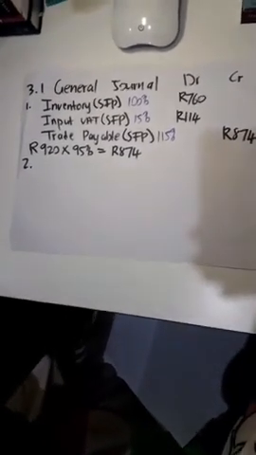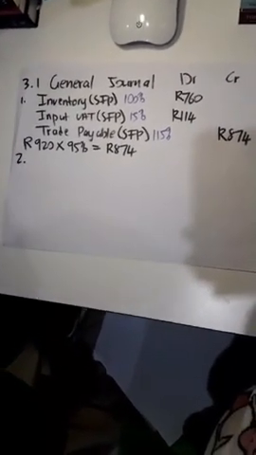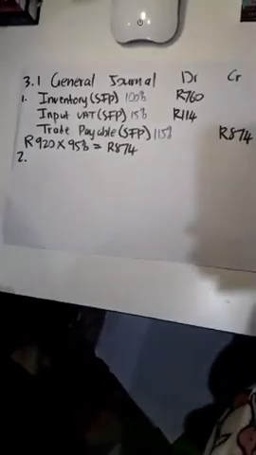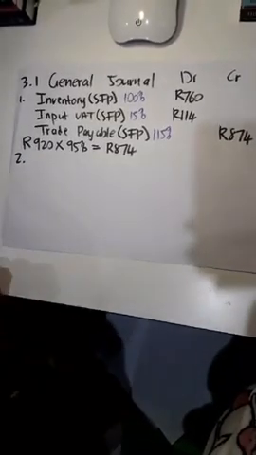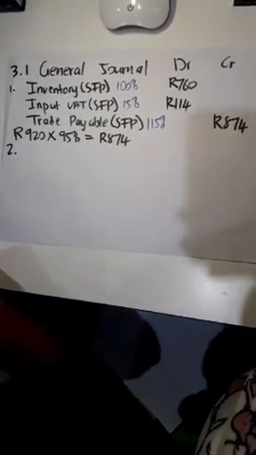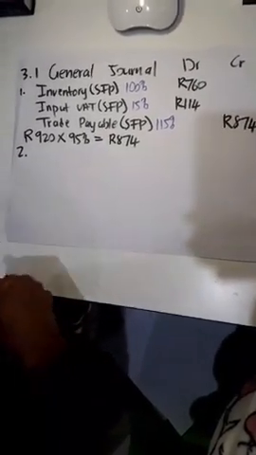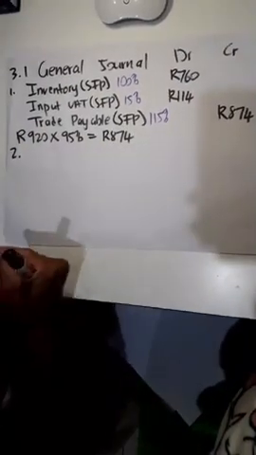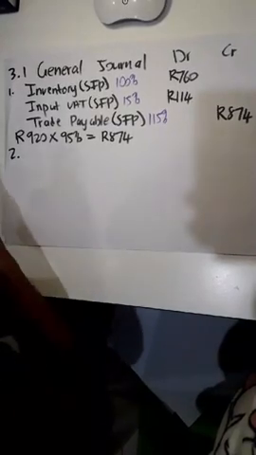So number two, we returned 1 bucket of golden suppliers as it was damaged, right? So now we are the one returning 1 bucket. Remember here we bought 80 buckets. So now we are returning 1 bucket because it was damaged, right? Now with a return you do the opposite of purchasing if it's us returning. But if it's the customer returning, you do the opposite of selling.